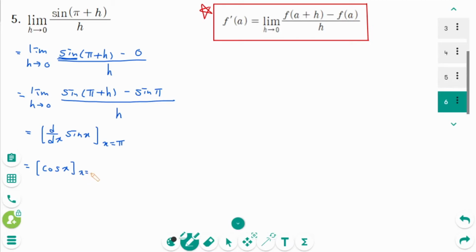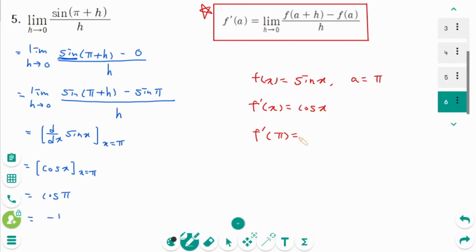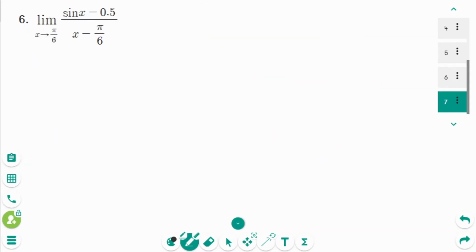when x equals pi, then cosine pi, which is minus 1. Or think of it as f of x equals sine x and a equals pi, then f prime of x equals cosine x, then f prime of pi equals cosine pi, which is minus 1. This is an equivalent way to the definition of the derivative.